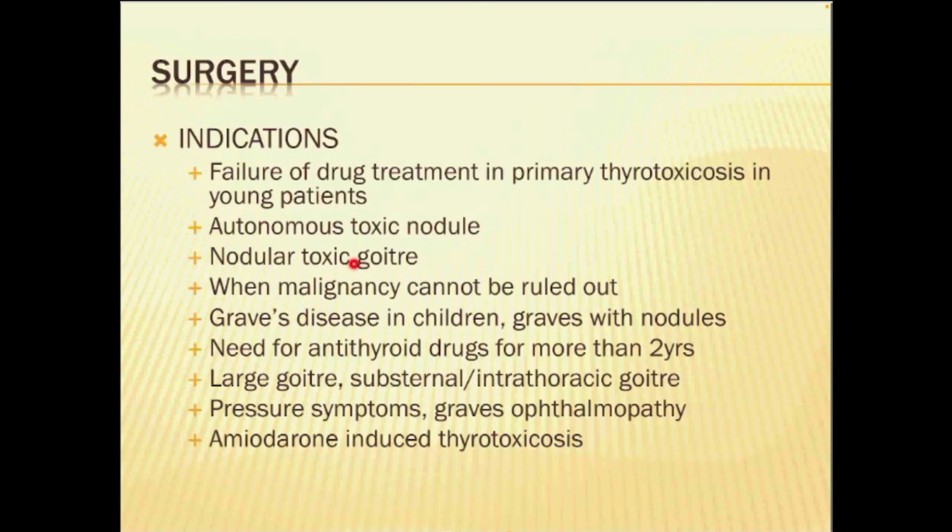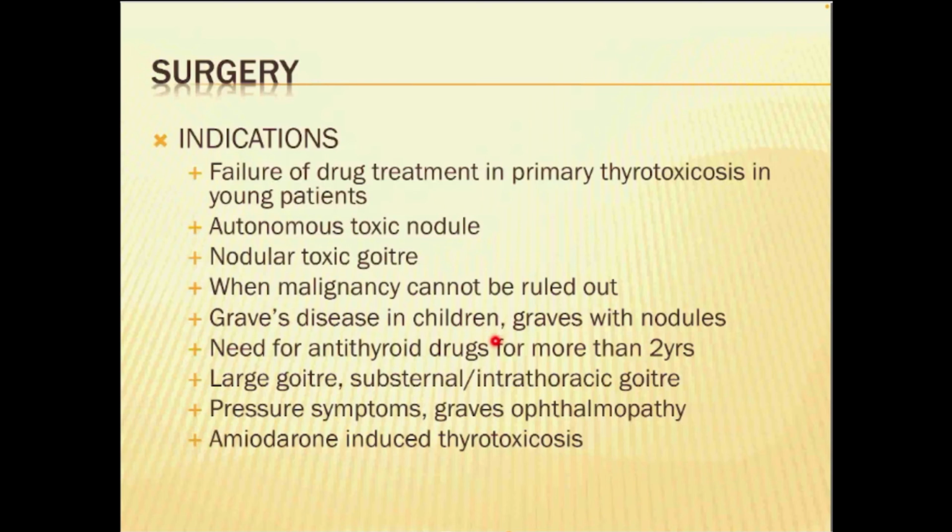A nodular toxic goiter. Even malignancy. When malignancy cannot be ruled out, if the swelling is hard and has a history of rapid growth and other features suggestive of malignancy, we should go for surgery. Graves' disease in children, and Graves' disease with multiple nodules in the thyroid gland.